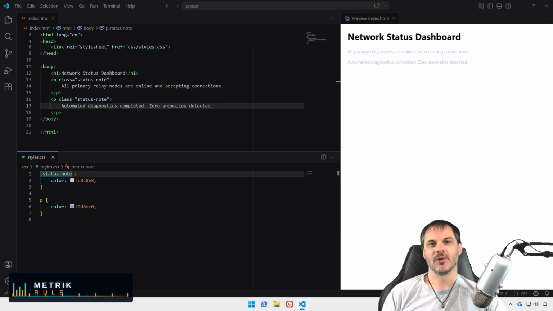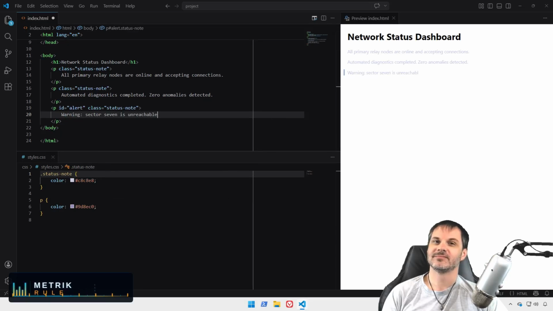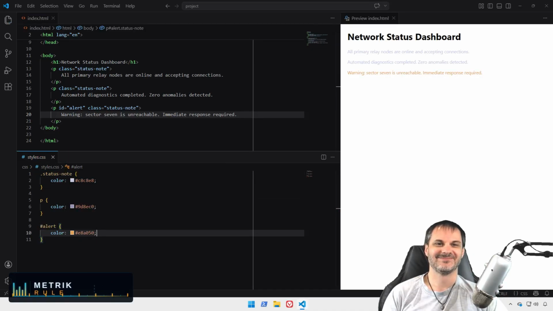Swap the order. Put the class rule first. The paragraphs are still the lighter color. The class rule is still winning even though P comes after it now. That is not what I expected. So order did not decide it. Right, if order decided it, P should have won because it comes last. But dot status note won no matter which position it was in, so something else is going on.